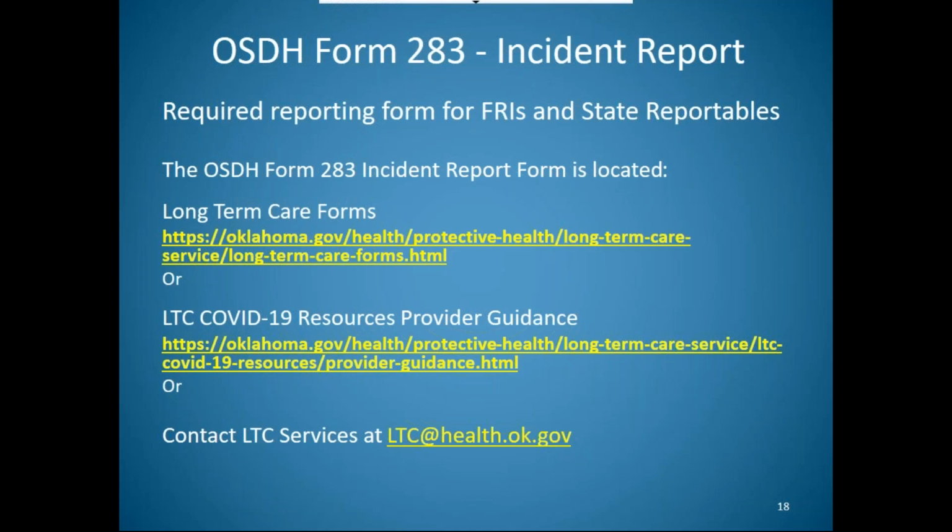Sometimes, just a warning, these documents will not load for you if your software is not up to date. They have had issues. I think they're trying to resolve those as I'm speaking, but there have been times when you have not been able to get the document from these two sites. If that happens, just contact long-term care services at ltc@health.ok.gov, and they will be glad to send you a copy.